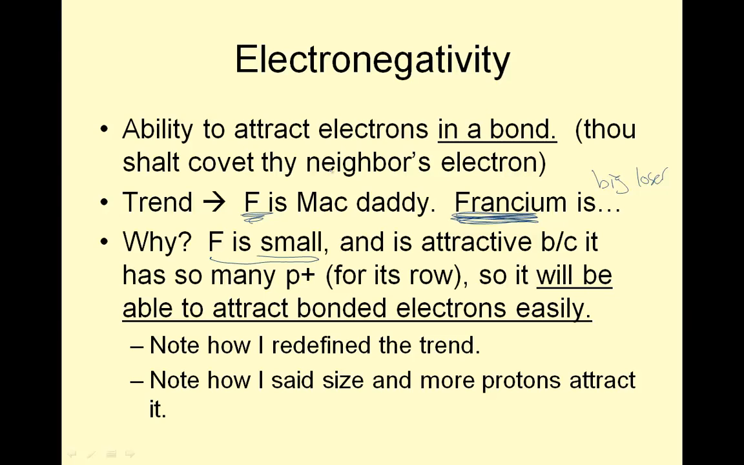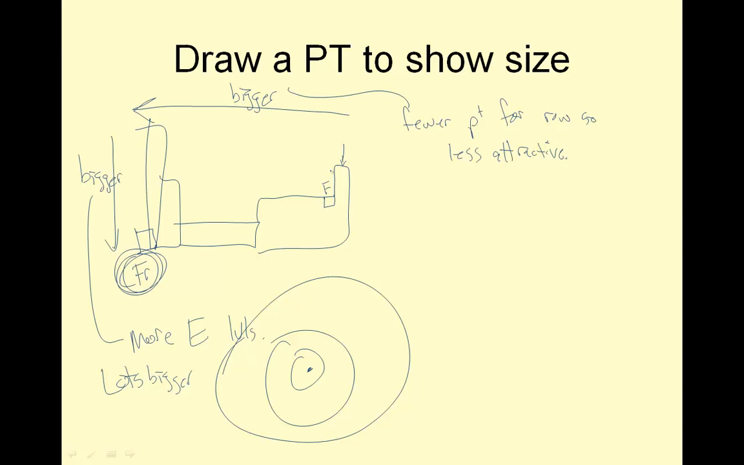Fluorine is small. Remember we just talked about how it's small? And it is attractive because it has so many protons for its row. Let me just hop back to my little picture here. Looking at these things right here, I should look to see where I am. This guy has 3, 4, 5, 6, 7, 8, 9, 1, 2, and then 10. So fluorine has 9. It has lots of protons for its row. Way more than 3, 4, 5, 6, 7, 8, 9.